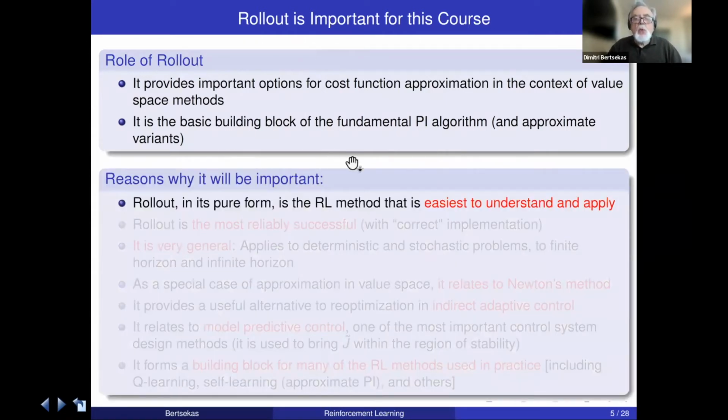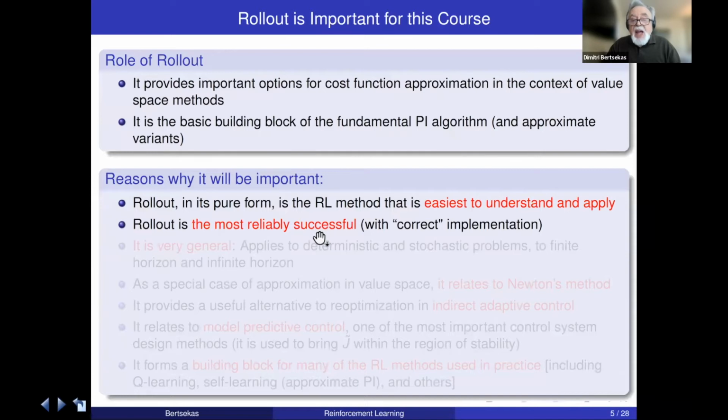Now, here are some reasons why it's significant. It occupies a significant position within the landscape of methods. First of all, rollout is the easiest method to understand and also the easiest to implement. Once you know your base heuristic or your base policy, then it's very easy to write a program to implement the rollout algorithm. Other methods are much more complicated. It's also easy to understand what's going on. There are no neural networks involved which are sort of opaque and you don't know what's happening.